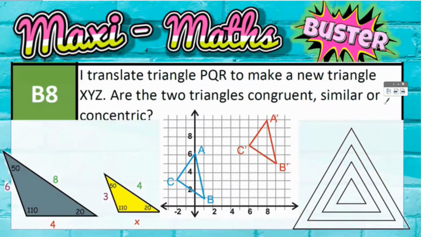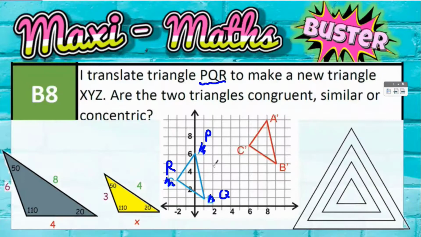Question B8. I translate triangle PQR to make a new triangle XYZ. Are the two triangles congruent, similar, or concentric? Now, we didn't really need to worry too much about the letters. PQR are just the names of the corners within the triangle. I know this triangle here says ABC, but it quite easily could be PQR. In fact, we might as well just replace them with P, Q, and R.